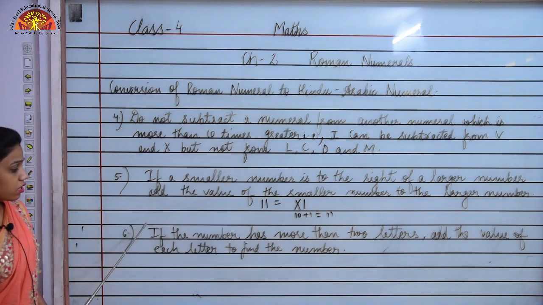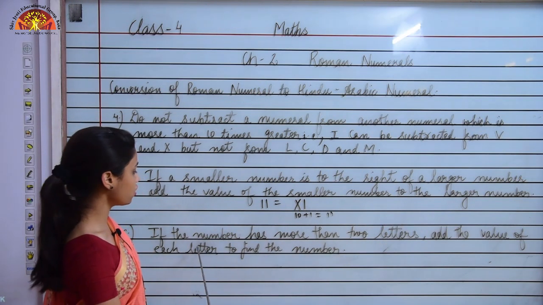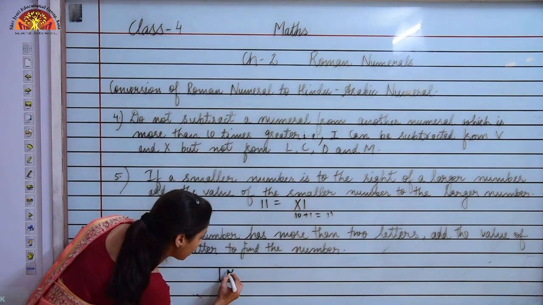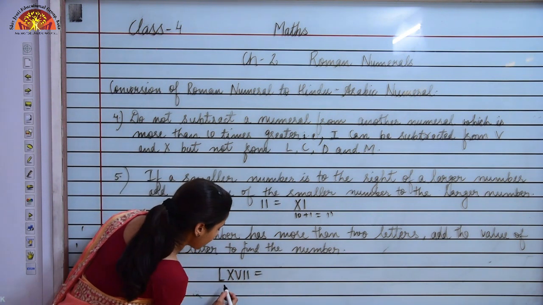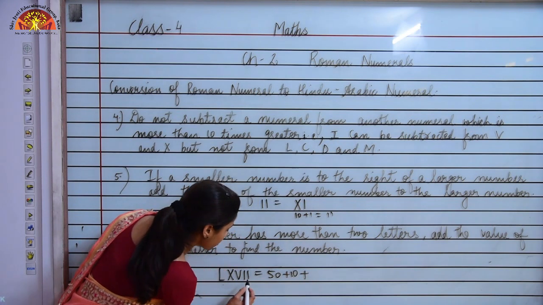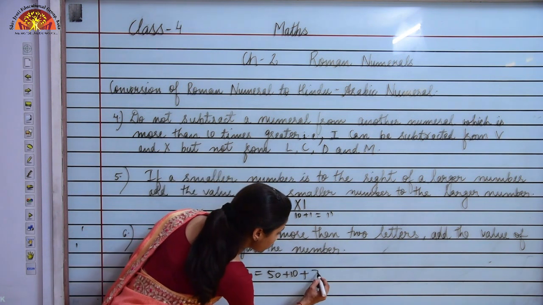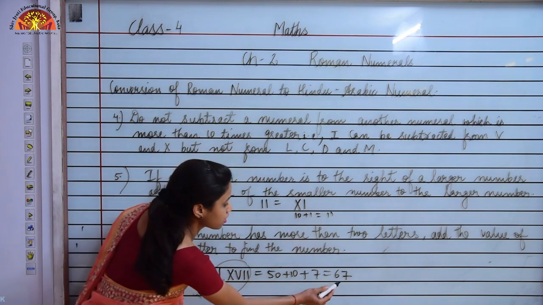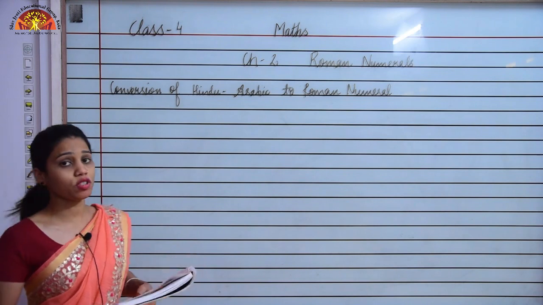The sixth rule is, if the number has more than 2 letters, add the value of each letter to find the number. Now let us consider this number LXVII. See, how will I write it? L means 50, so 50 plus 10 plus, now this will be 5 plus 1 plus 1, that is 7. So this will be 67. Therefore, this is 67.